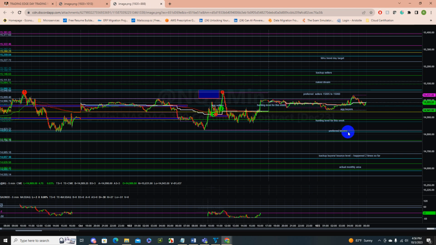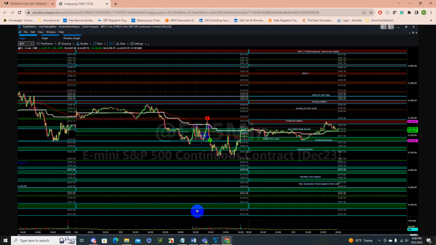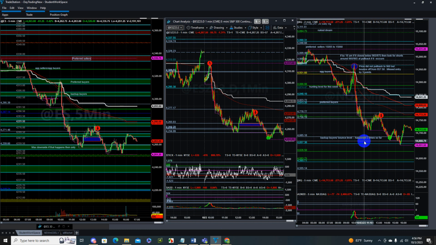Prefer buyers below. That's the first sign of a trend down day. By the time ES was already down, now you know where it's going, backup buyers area or max area, which is actually, this is the max area anyway, this one. Okay, so let's see, let's go back to here, right? And that's the dream number, dotted line, right? So see, you can short even the dream number.